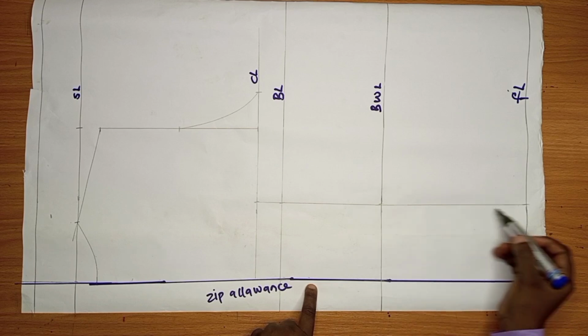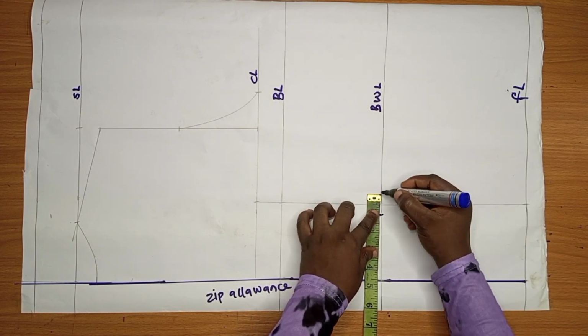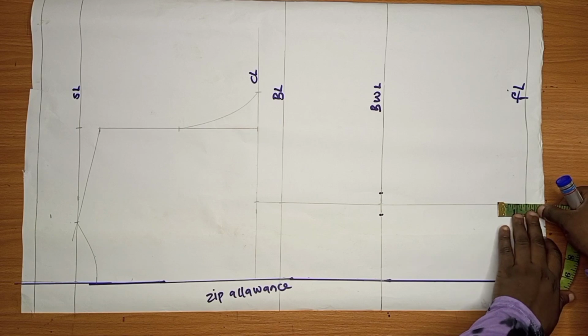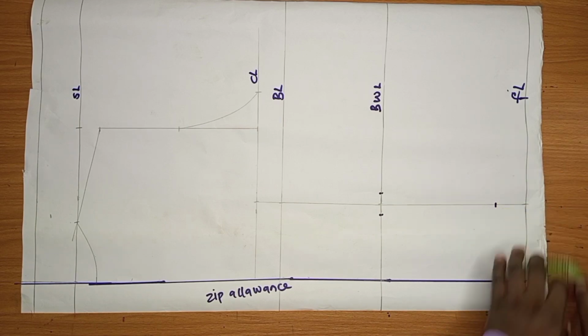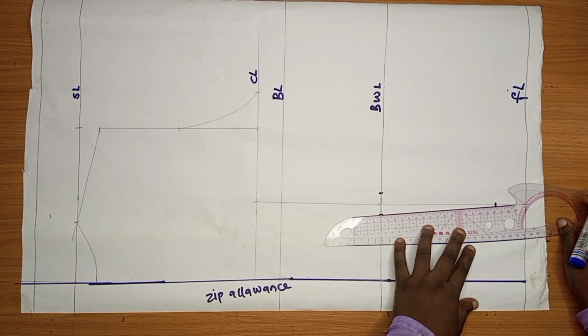So after rolling the dart line, on my back waistline, I'm going to mark half an inch on both sides of the dart. Then from the full length line on the dart leg, I'll come up by 1.5 inches. Now I will connect the darts like so.